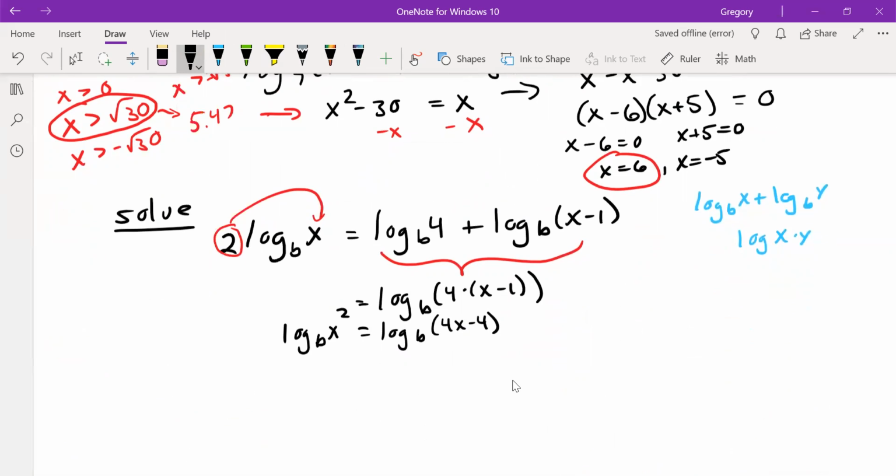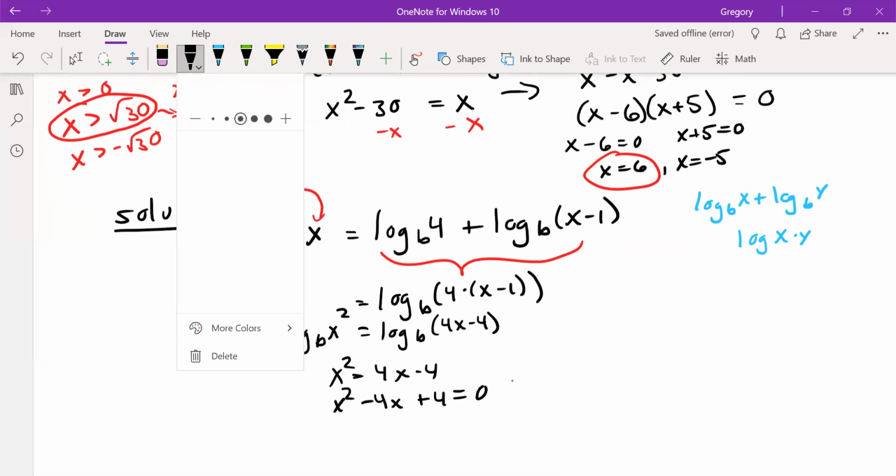Now that I have a single log on each side, it's more preferable for me just to use that property where I can just get rid of my logs. I'm left with x squared equals 4x minus 4. Now that I have a quadratic, let me bring everything to one side. I'm going to move my 4x to the other side by subtracting it, my 4 to the other side by adding it. And let me put that in here just so it's clear.